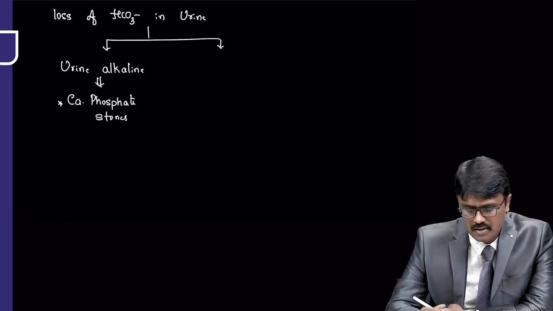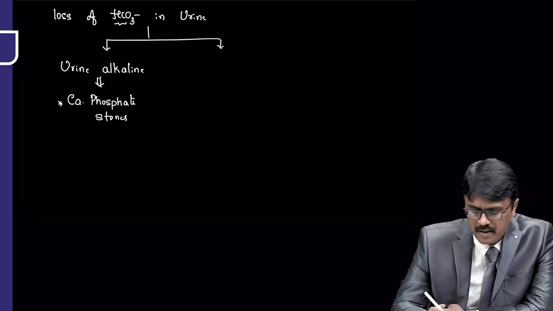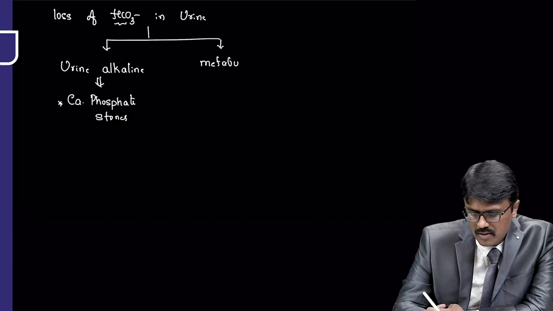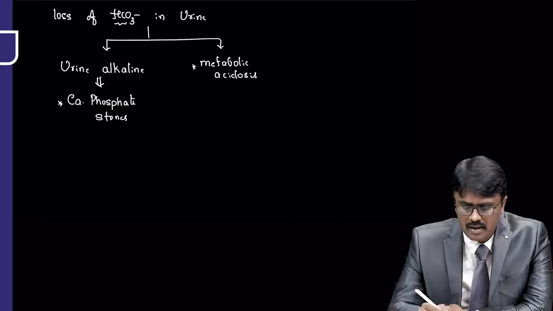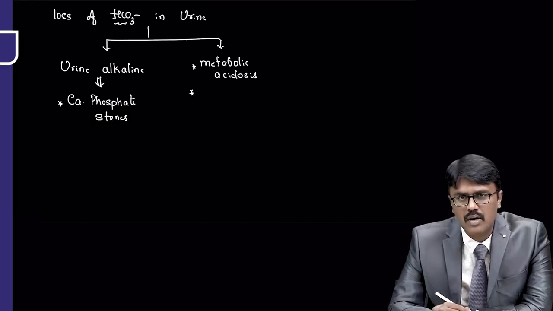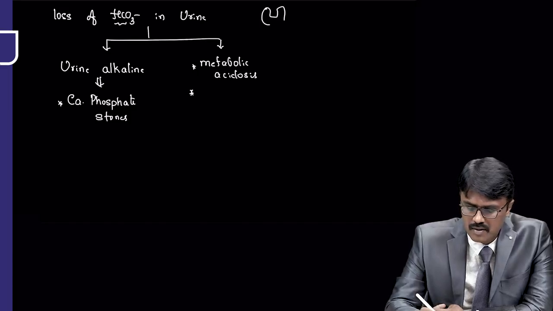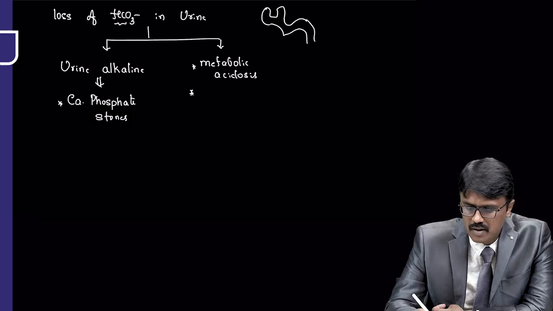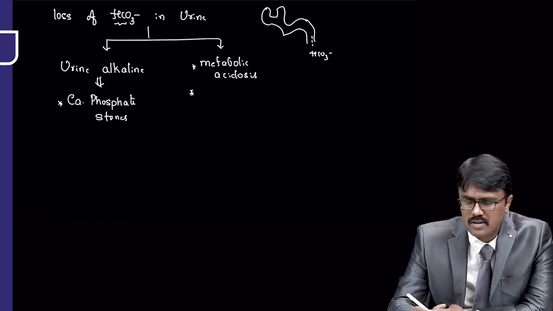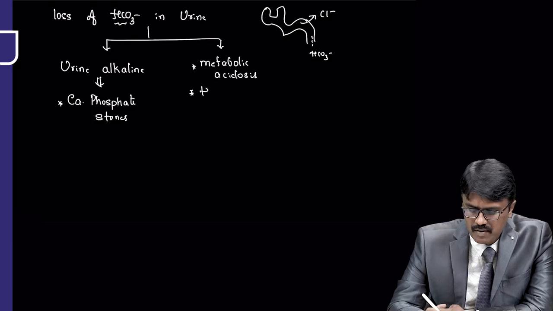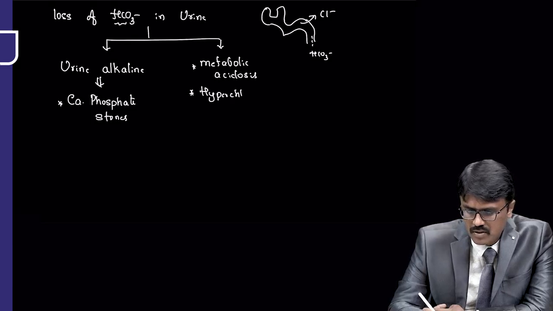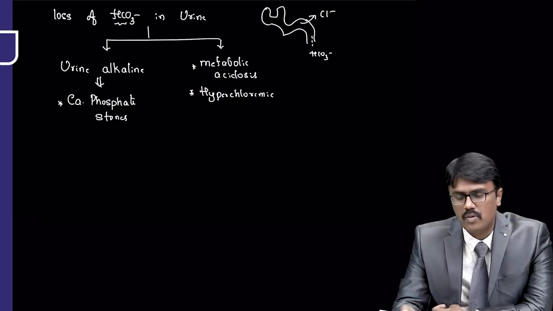Second, when you are losing bicarbonate from the body, you will have metabolic acidosis. So the patient will develop metabolic acidosis because you are losing bicarbonate. And when the bicarbonate is lost, what will happen? Suppose this is the proximal convoluted tubule. Now, to compensate the bicarbonate loss, the PCT will start increasing reabsorption of chloride. So that's why the patient will have hyperchloremia. So it is called hyperchloremic metabolic acidosis.